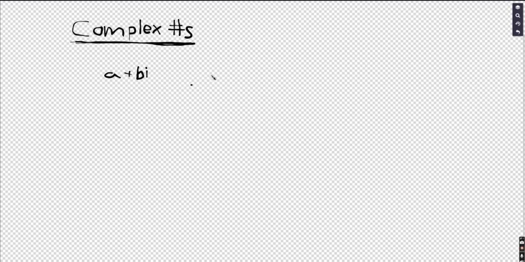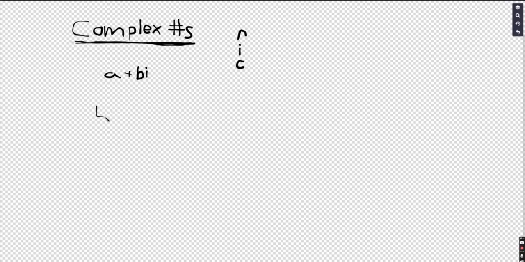Numbers can be classified, and just for simplification, I'm going to write just the first letter. R for real numbers, I for imaginary numbers, or C for complex numbers. So every number is a complex number, but it could also be either a real number or an imaginary number. Let me give you some examples.